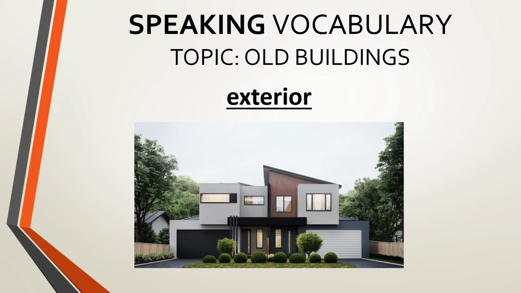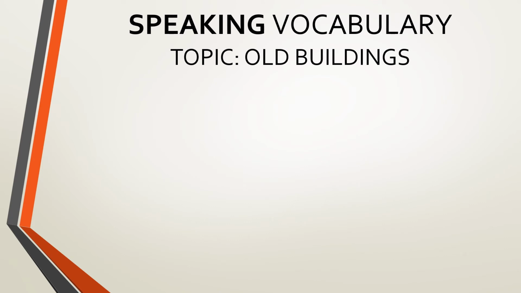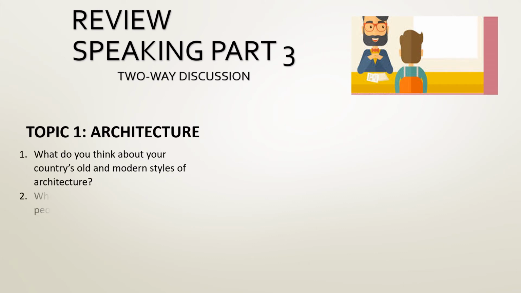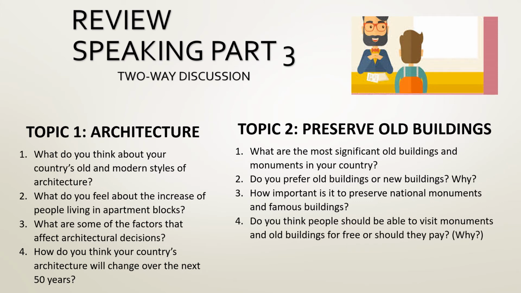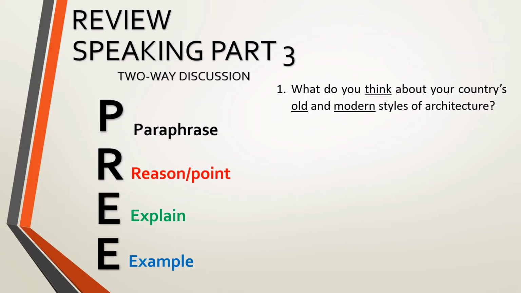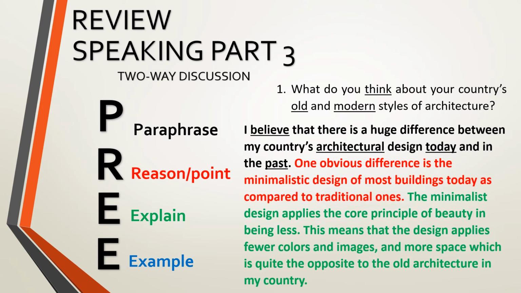Okay, so now that we have learned some useful words and phrases that we can use to describe architecture and preserving old buildings, we now have to review just a little bit on how to effectively answer this speaking section. As we have been reviewing in our previous lessons, one best way to present our argument in Speaking Part 3 is to use, again, the PREE method, which is to paraphrase, give our reason, explain this, and give our general and most observable example.